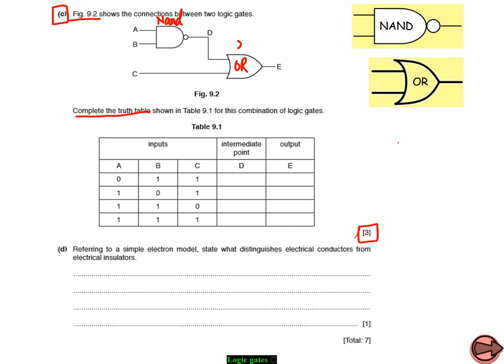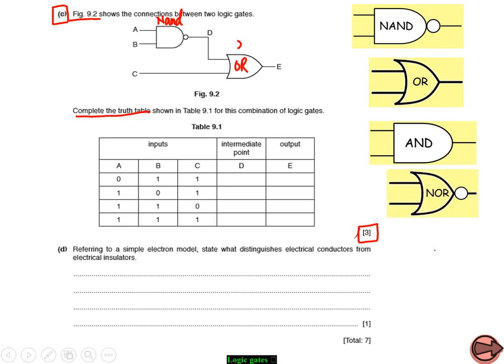Let me show you other types of logic gates as well at IGCSE level. You can see this is an AND gate and this is a NOR gate. We have already discussed these, and this gate is a NOT gate. Now, how can we answer this question?